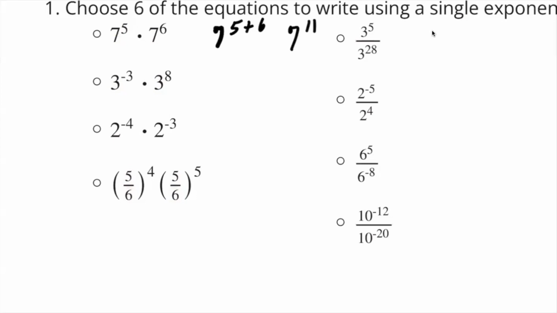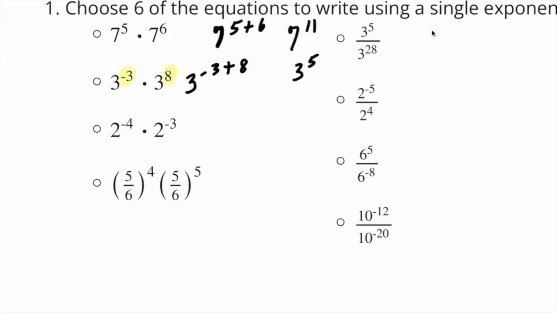Next one, 3 to the negative 3 times 3 to the 8th power. Our rule is if we multiply terms with the same base, we add the exponents. In this case, the exponents have different signs. The 3 is a negative 3, and the 8th power is a positive 8. When we have numbers with different signs and we're adding them, we get the difference of the numbers. Difference means subtraction, and that gives you 5. And then you keep the sign of the bigger number. In this case, that's going to be the 8. So therefore, your result is 3 to the 5th.